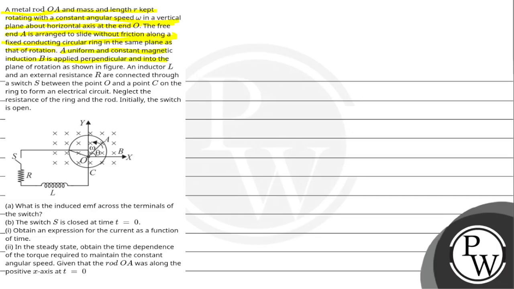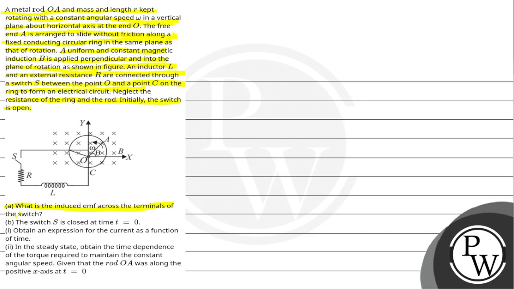An inductor L and external resistance R are connected through a switch S between the point O and point C on the ring to form an electric circuit. Neglect the resistance of the ring and the rod. Initially, the switch is open. Question A. What is the induced EMF across the terminals of the switch?